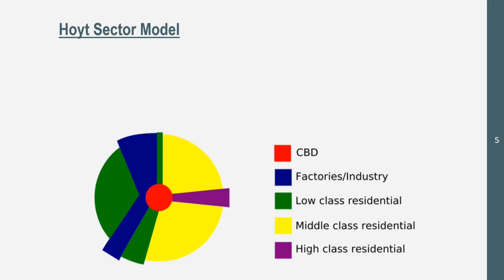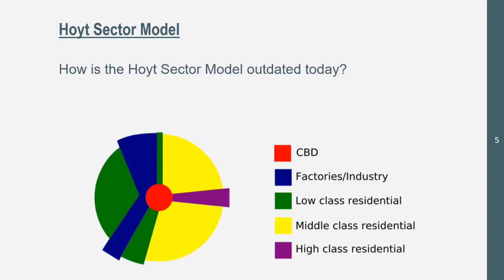Now, the Hoyt Sector model. How is the Hoyt Sector model outdated today? Okay, it's outdated because we still have more transportation, alright? We also see edge cities. We also see other things that we don't really have today. Cities also change over time. Businesses move, factories move. We also see deindustrialization. It doesn't really take that into account, I guess. So if one area of the city depopulates, people are going to move to another area of the city. That's not going to be taken into account of this model.